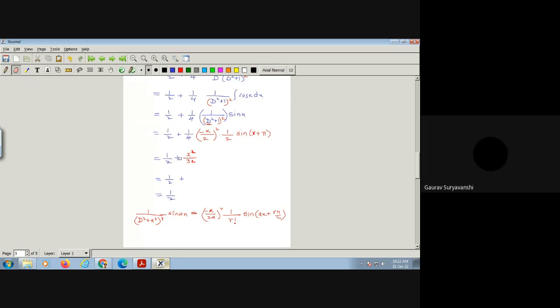Right. Yes, sir. Sin pi plus theta will be minus sin theta, where theta is x. ठीक है? So this will be your particular integral. That is correct now. This is the answer I am having.